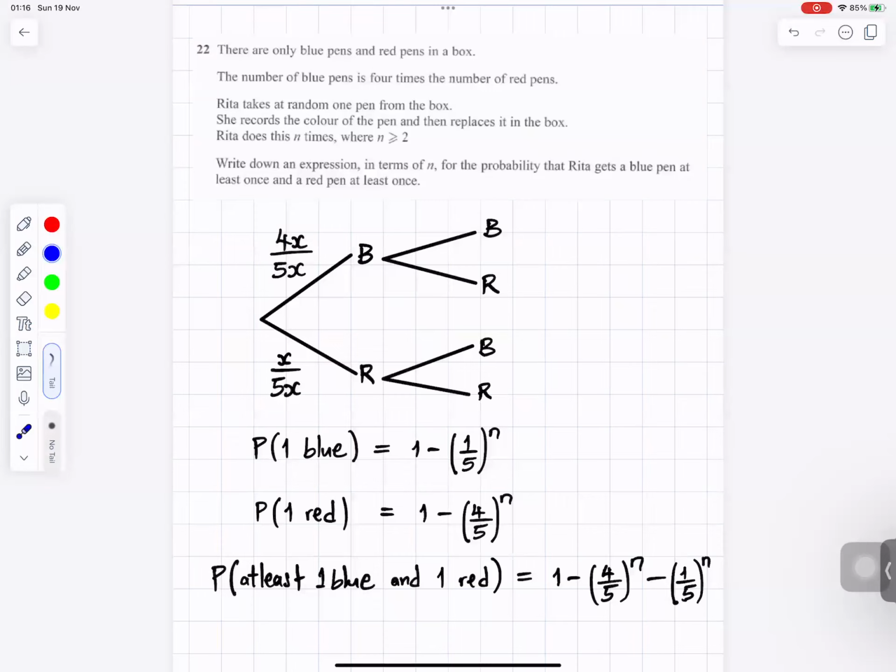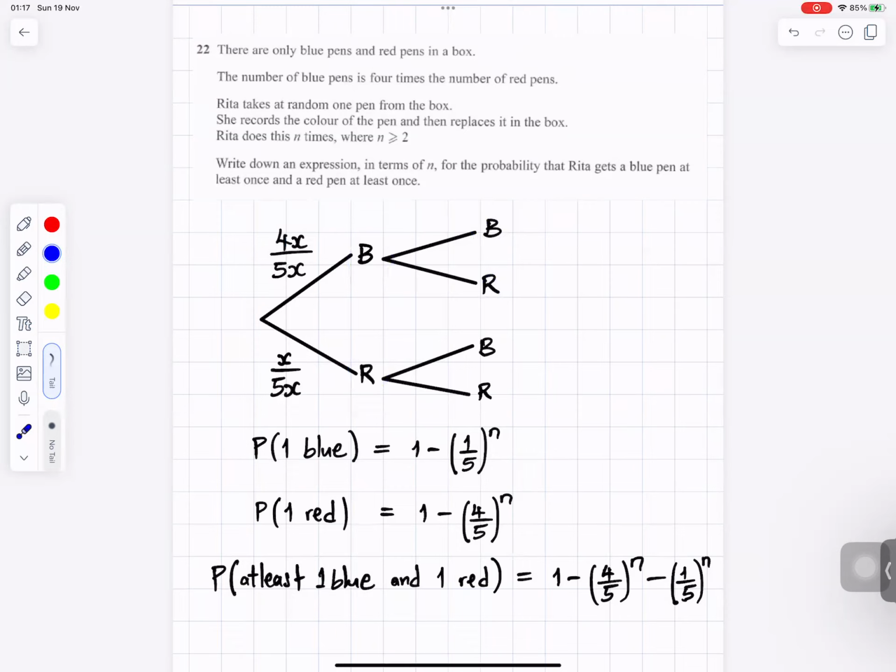Question number 22. There are only blue pens and red pens in the box. The number of blue pens is 4 times the number of red pens. Rita takes at random 1 pen from the box. She records the color of the pen and then replaces it in the box. Rita does this n times, where n is bigger than or equal to 2. Write down an expression in terms of n for the probability that Rita gets a blue pen at least once and a red pen at least once. So it's either blue or red, blue or red.